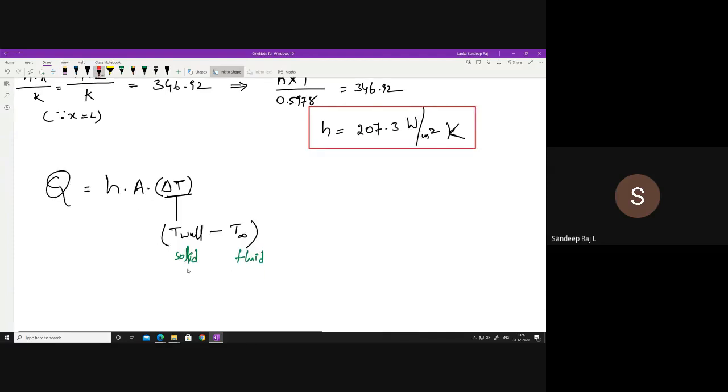So here what is the value of T wall? What is given in the question? It is given as 10 degrees centigrade. What is the fluid temperature? 30. So you will substitute those values here. And then what is the thing with A? What is the area here? Area is the area with which the fluid is interacting.